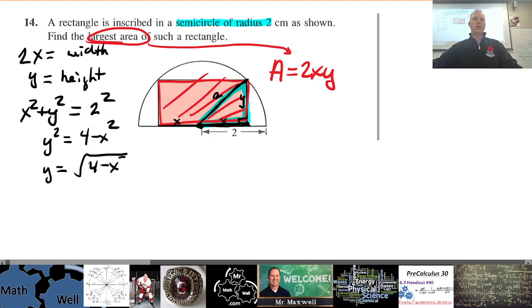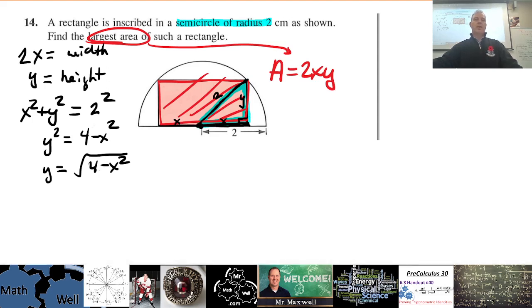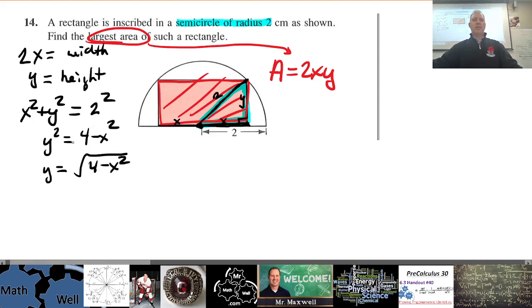Don't worry about the negative version of this square root, because we're dealing with a distance of y, so positive is all we need. The other thing is, please don't fall into the trap of taking the square root of this and saying that it equals 2 minus x. It does not equal that. So please don't do that.